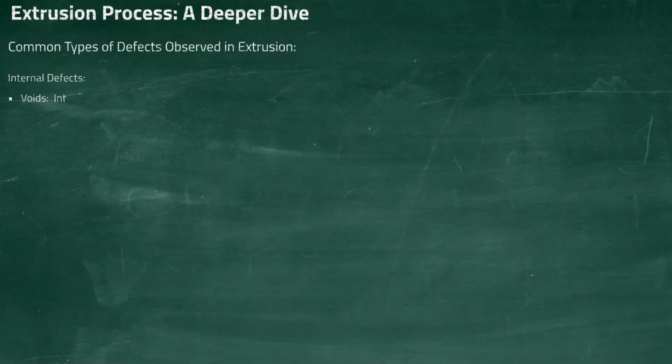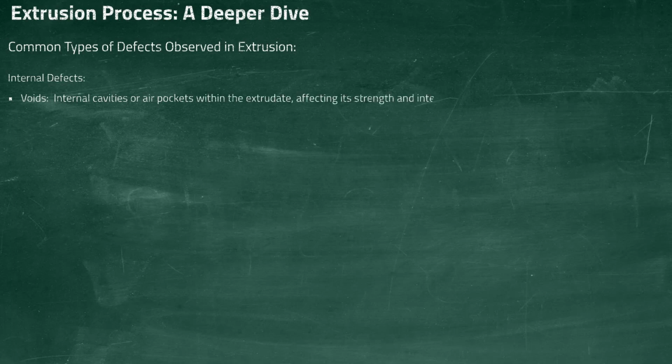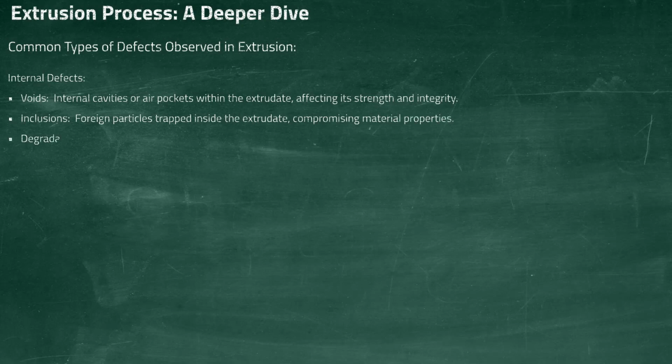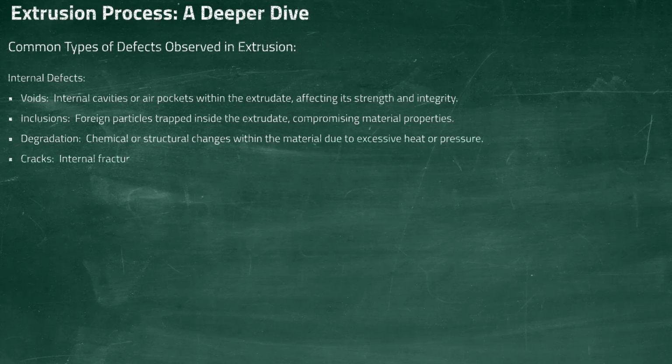Internal defects. Voids: internal cavities or air pockets within the extrudate, affecting its strength and integrity. Intrusions: foreign particles trapped inside the extrudate, compromising material properties. Degradation: chemical or structural changes within the material due to excessive heat or pressure. Cracks: internal fractures in the extrudate, often caused by stress or material defects.